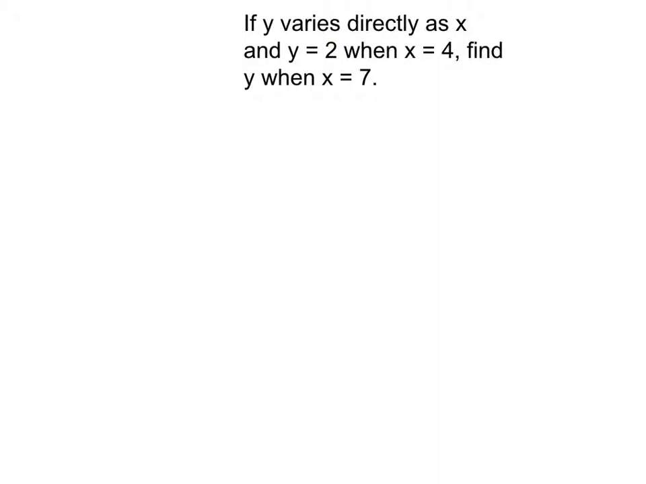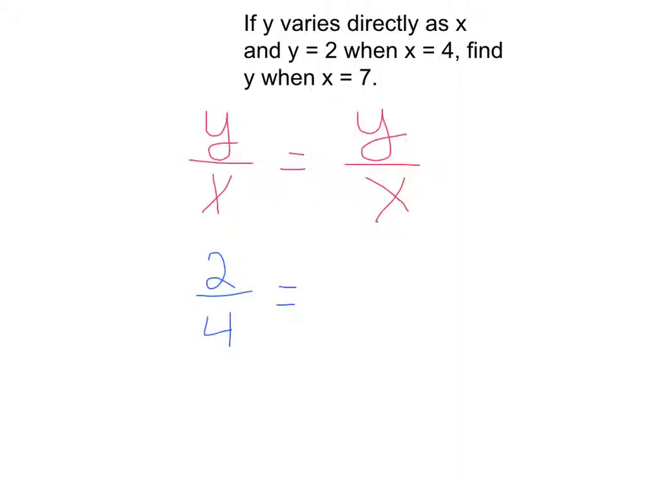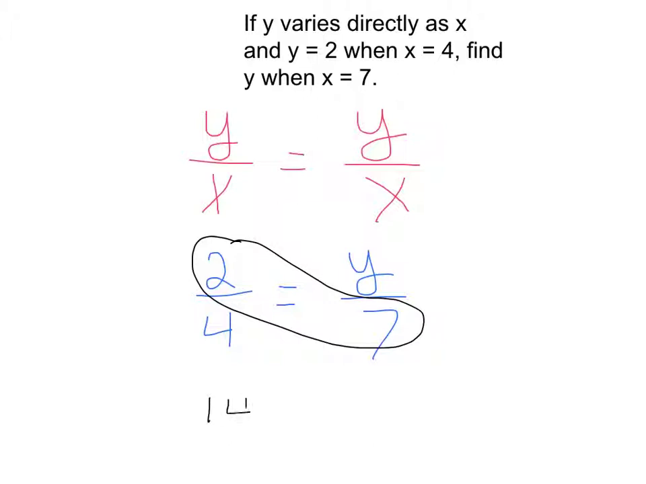Now let's try the same problem, but this time we're going to solve it without writing the direct variation equation. So we're going to solve it using a proportion, and all we're going to do is compare y over x to y over x. So I'm going to take the left hand side and have 2 over 4 equals y over 7. So in order to solve this problem, I'm going to cross multiply. So 2 times 7 is 14, and 4 times y is 4y.